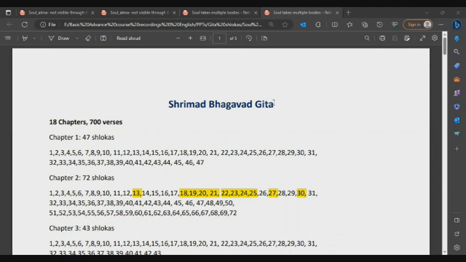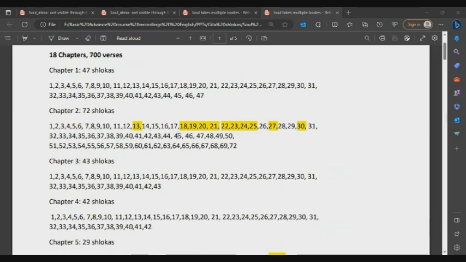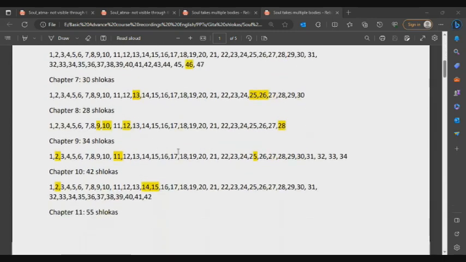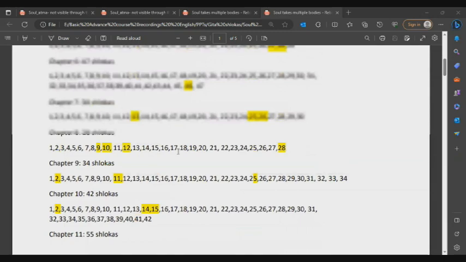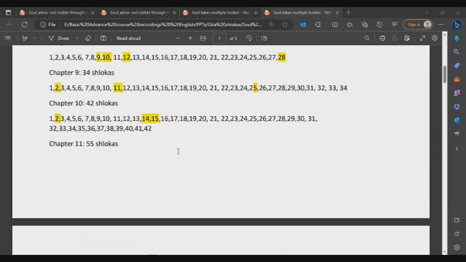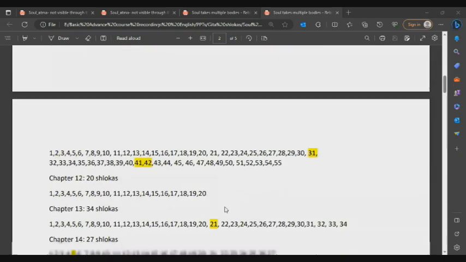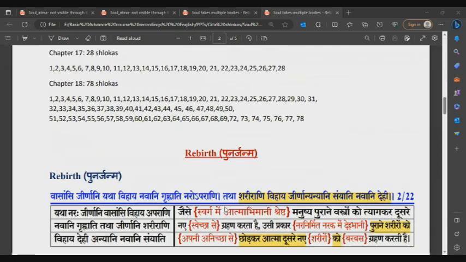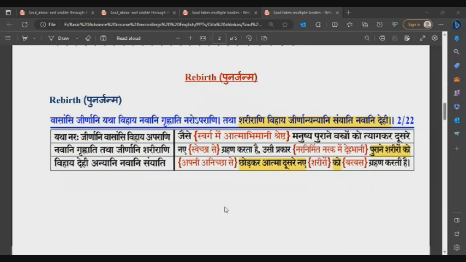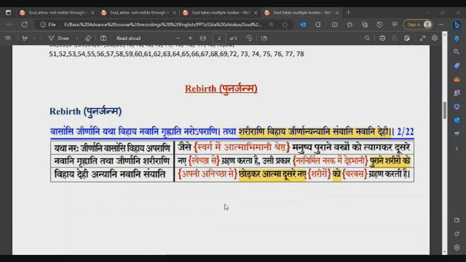So, all the 700 slokas, we are keeping track of which slokas we are covering in each topic. That way, we make sure that we cover all 700 slokas. It's in process, so it might take time before all the slokas are available to you.